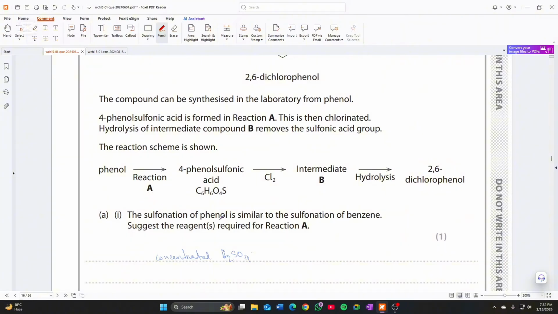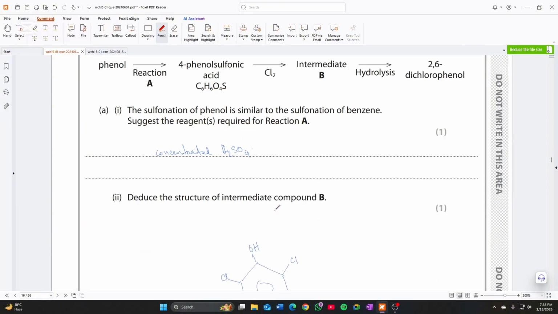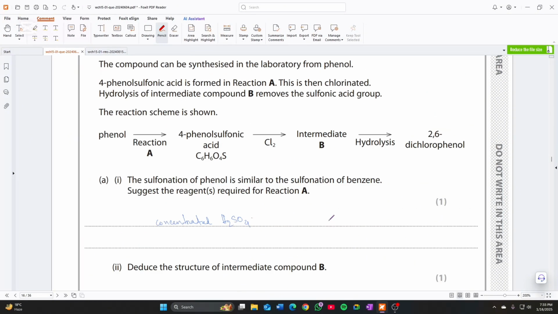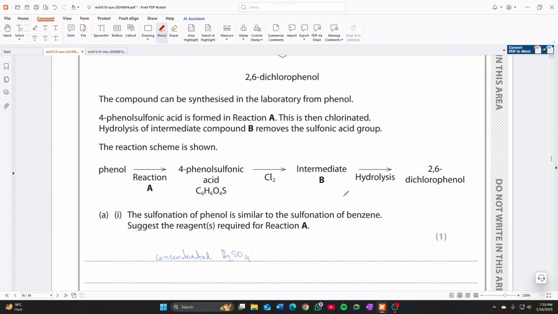Now the question is, the sulfonation of phenol is similar to the sulfonation of benzene. Suggest the reagent. For sulfonation, we always add concentrated sulfuric acid. The concentrated sulfuric acid is the only reagent that we need for sulfonation. And deduce the structure of intermediate B. At first, reaction A occurs where we sulfonate the phenol, and this compound is formed, and then we chlorinate this compound, and intermediate B is formed.